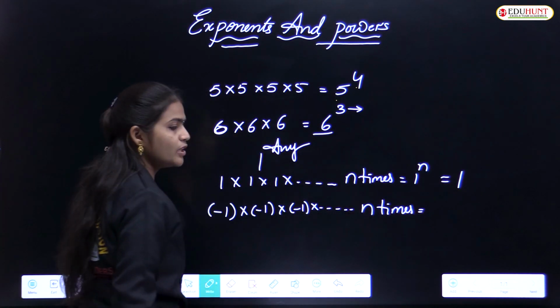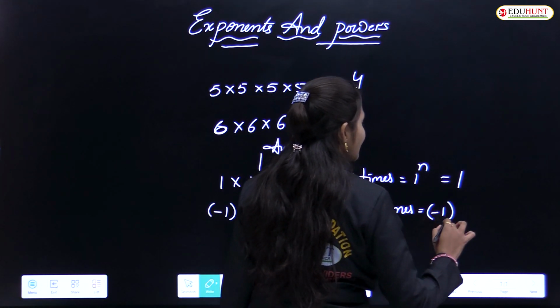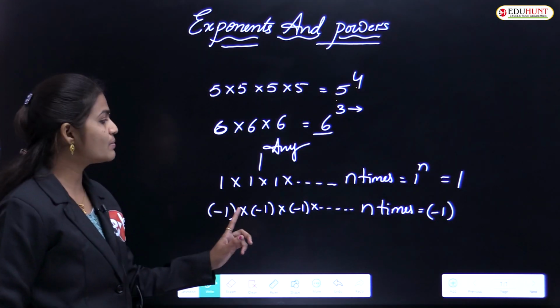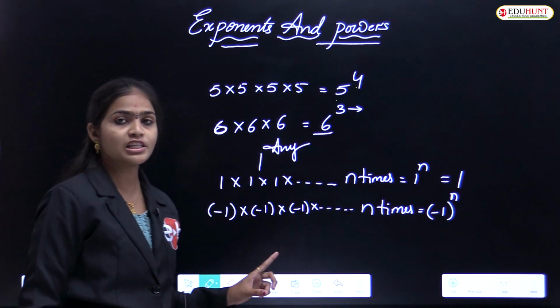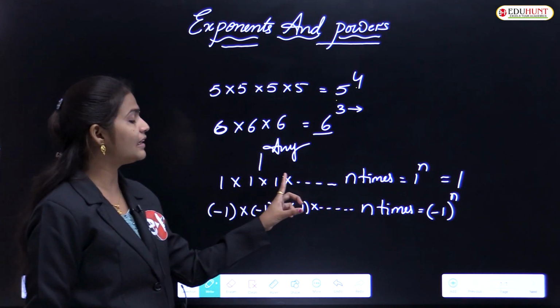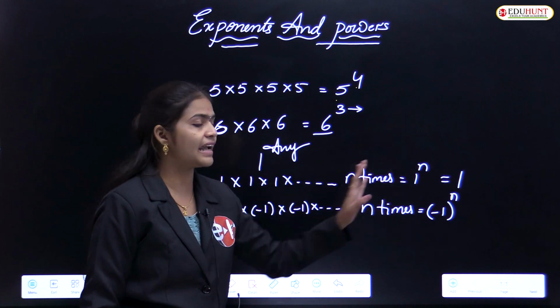Then how do we write the exponential form here? Which number is in repetition? Minus 1 is in repetition. So minus 1 is multiplied by itself how many times? n times. Repetition means it is repeatedly multiplied, it is a product. So minus 1 power n.